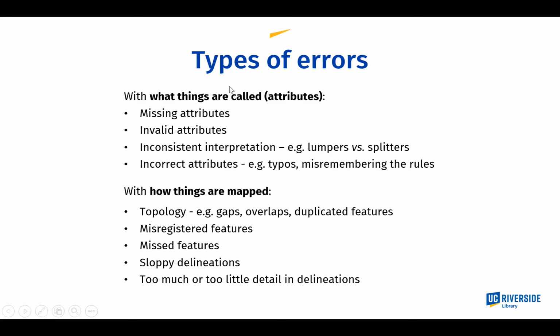Sloppy delineations just means they were not paying super careful attention to how they drew that boundary or that line. And then sometimes, parallel to the lumpers versus splitters, some people like to put lots and lots of detail in everything they draw, and some people are very general and smooth it out too much. So you want to have those things reconciled at some point in the project.